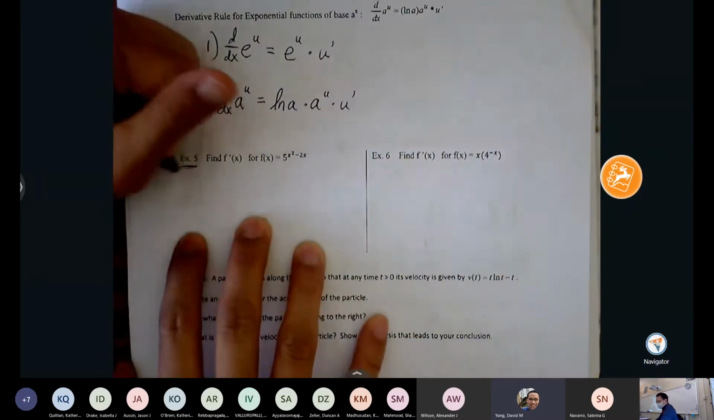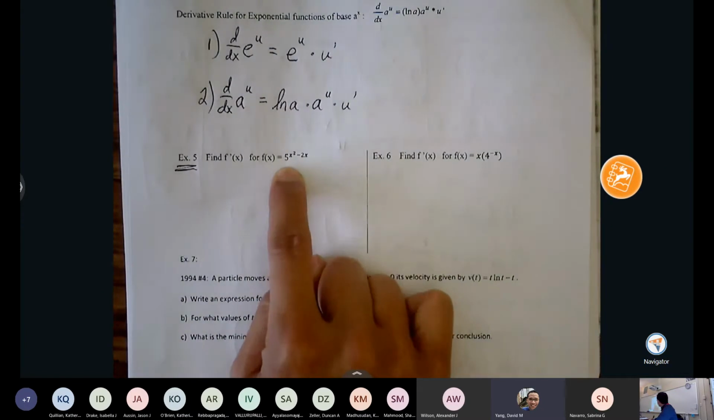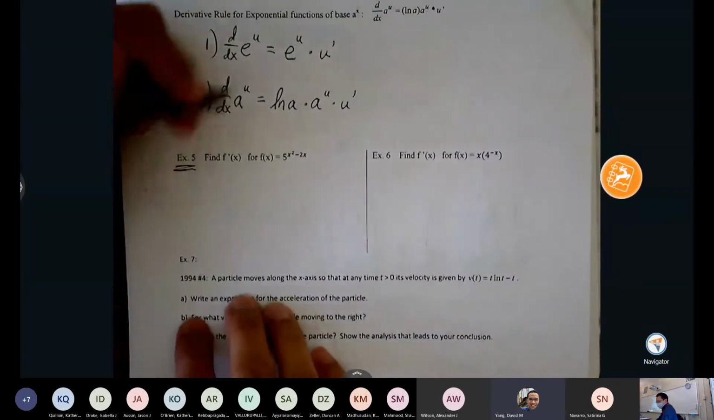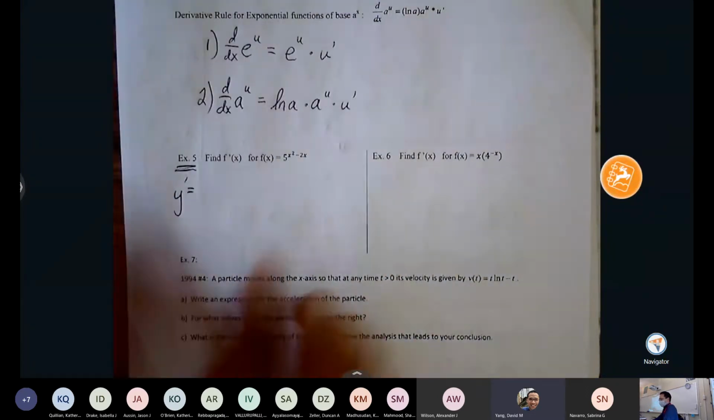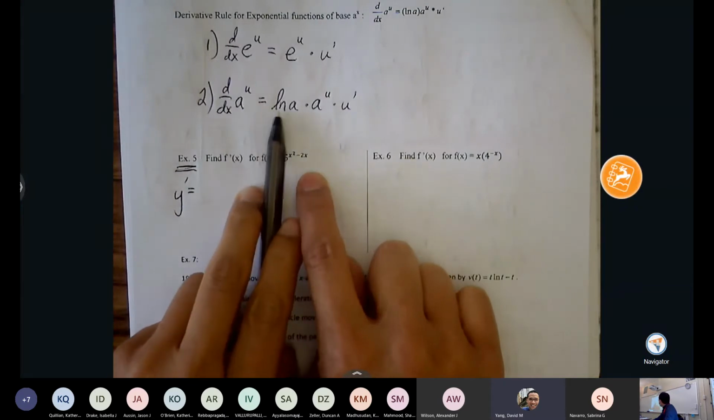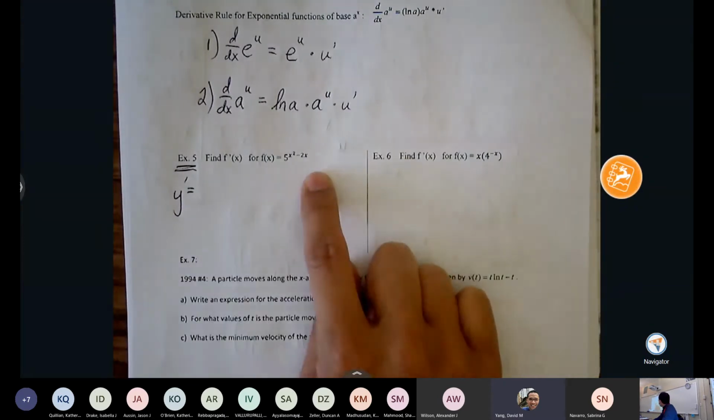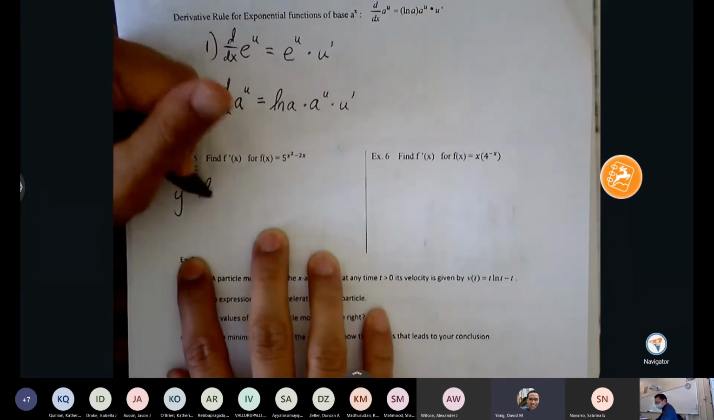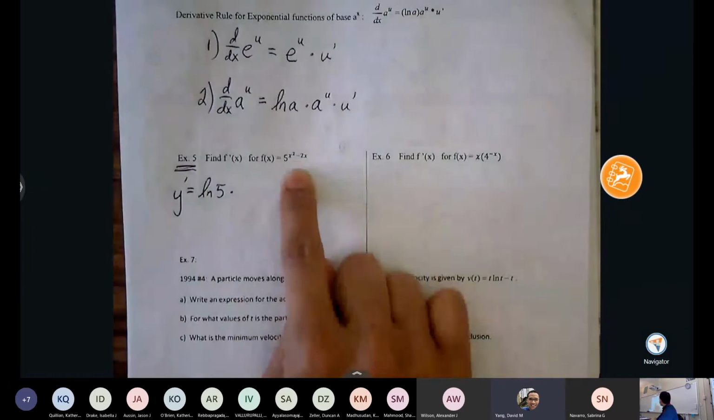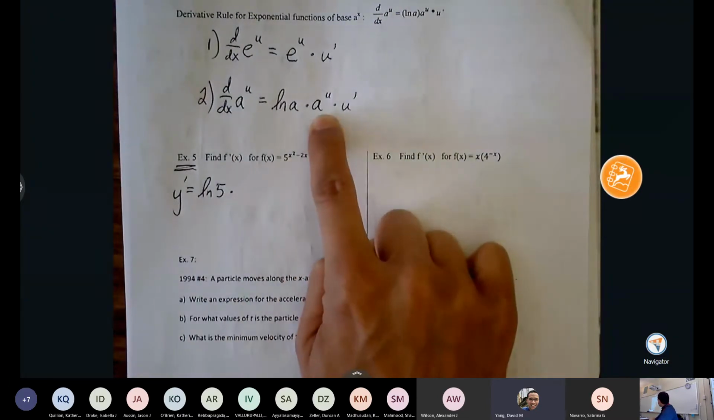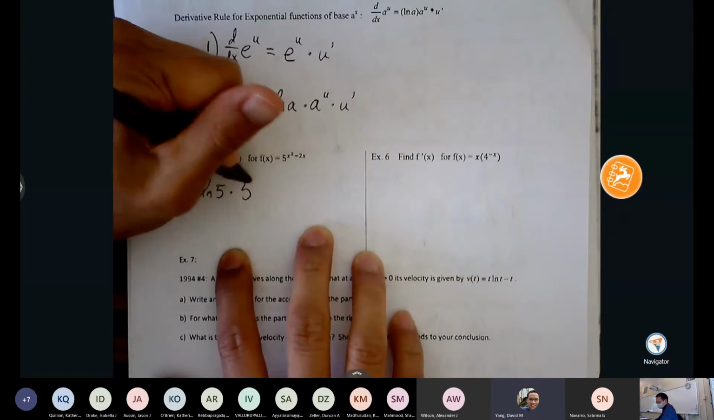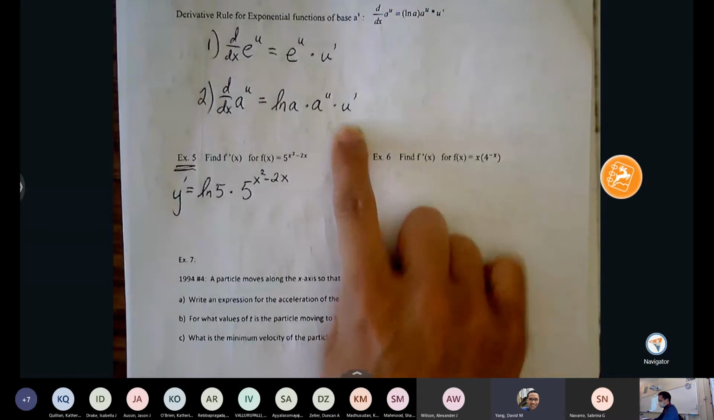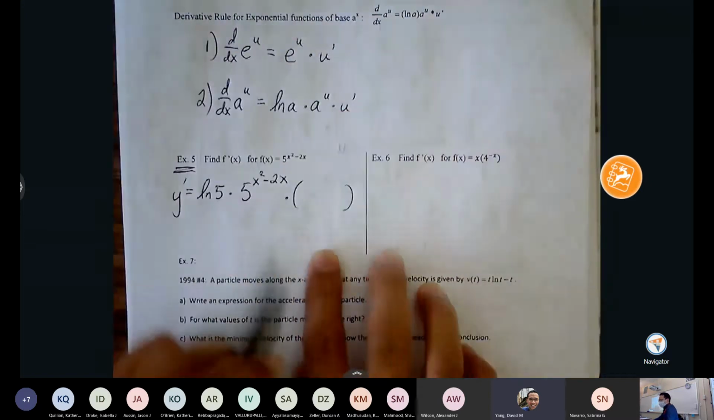Okay, let's look at example 5 to practice that rule. This is 5 raised to the x squared minus 2x. This is not base e, but it's still an exponential function. So we can say y prime is equal to, let's match the rule, natural log of what? What's my base? 5, yep, natural log of 5, times 5 to the x squared minus 2x, times the original function, times the exponent's derivative, which is what?